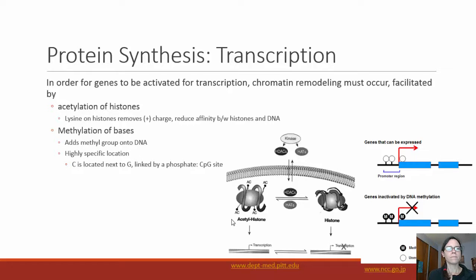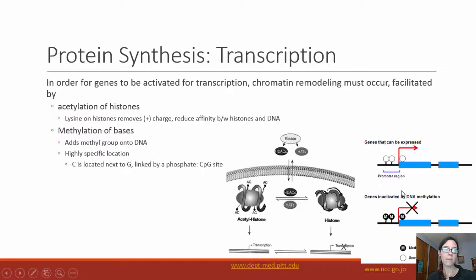If we acetylate these histones, then that impacts whether the genes are going to be expressed. You can see a little graphic down here: acetylation of lysine on histones removes a positive charge and therefore reduces the affinity between the histones and the DNA. So if we acetylate the histone, then we are sending a signal to transcribe that gene, whereas if it's not acetylated, then it's not going to be transcribed.